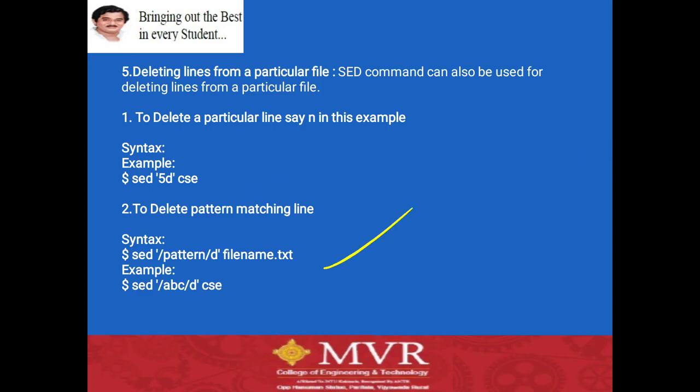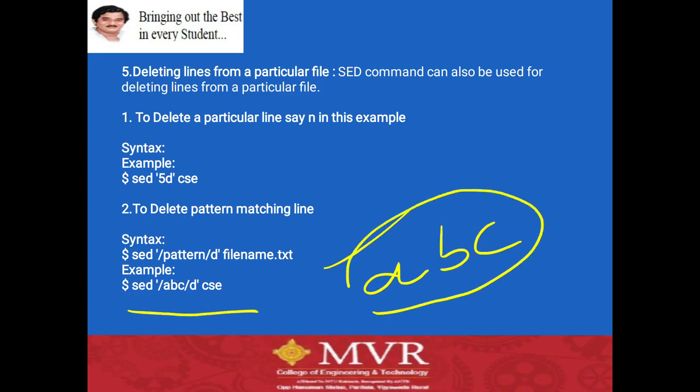And simply pattern matching, deleting by using pattern matching. Here, see, SED /ABC/d CSE. ABC is nothing but the pattern. What SED will do is first search for the pattern. If any line contains this ABC string, then those lines will be deleted. If only one line contains ABC, then that line will be deleted. If three or four lines contain this ABC string, then all those 3-4 lines will be deleted. That is what you can perform with the delete option in SED. Got it?